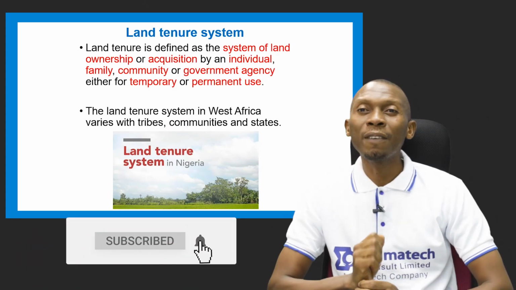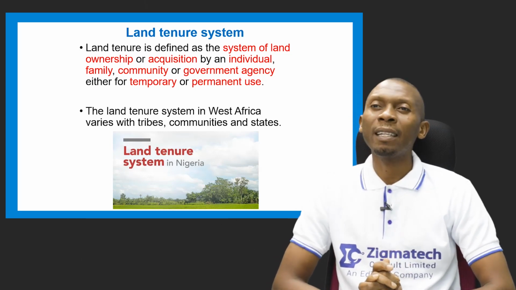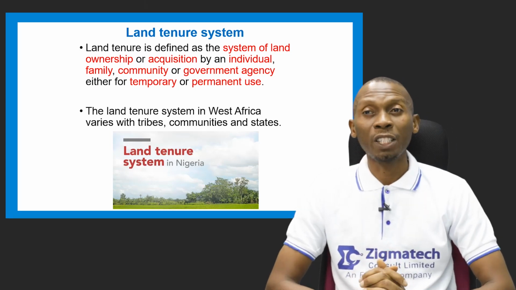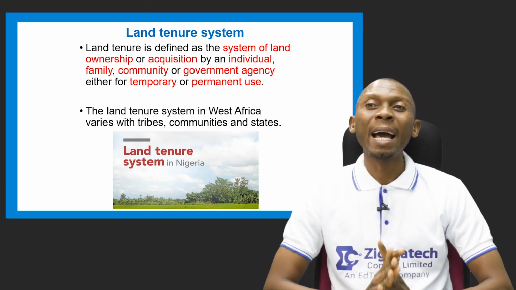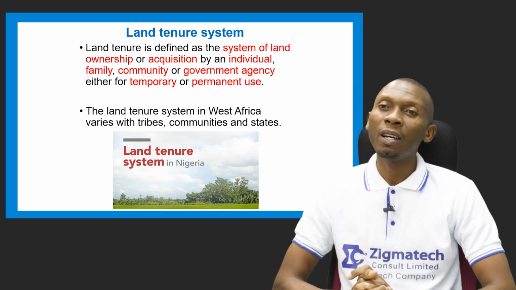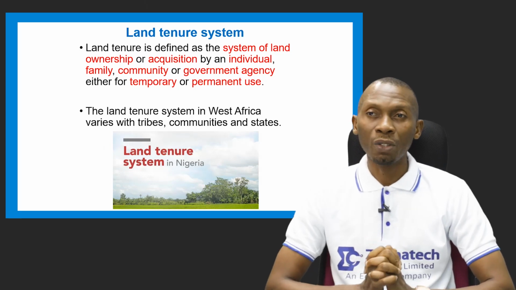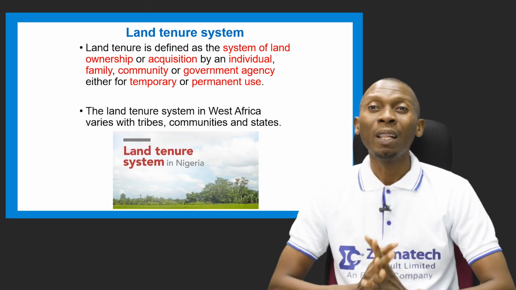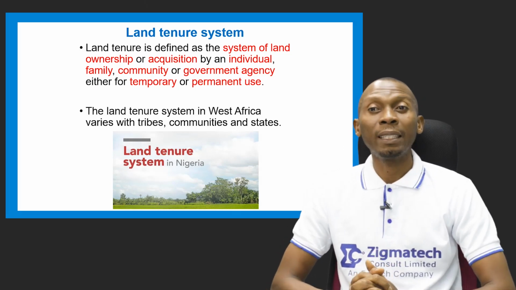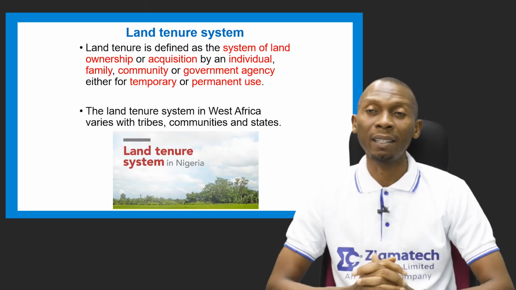So let's take a look at the definition of land tenure. Land tenure can be defined as a system of ownership, or another word for ownership is acquisition, by an individual. It could be by an individual, a family, a community, or a government agency, either for temporary or permanent use. So it's a system of land ownership. That's what land tenure system means. And we know that the land tenure system in West Africa varies with the various tribes and the communities and the states that exist.